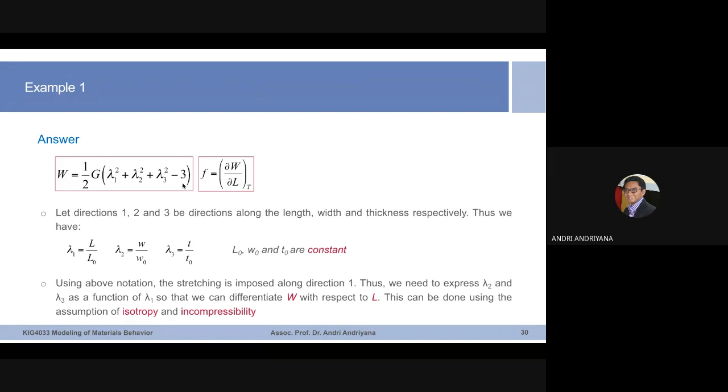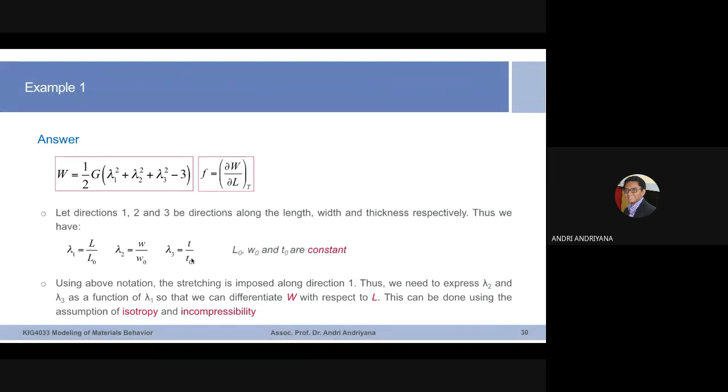So that we have the stretches lambda 1, lambda 2, and lambda 3 as follows. Lambda 1 is L over L0. Lambda 2 is W over W0. And lambda 3 is T over T0. I hope this is clear. Yeah? You are free to assign which number to which direction. You can put L over L0 as lambda 2 or lambda 3. It's fine as long as you are consistent with your choice.